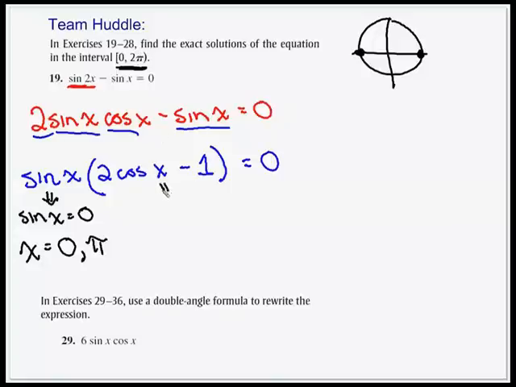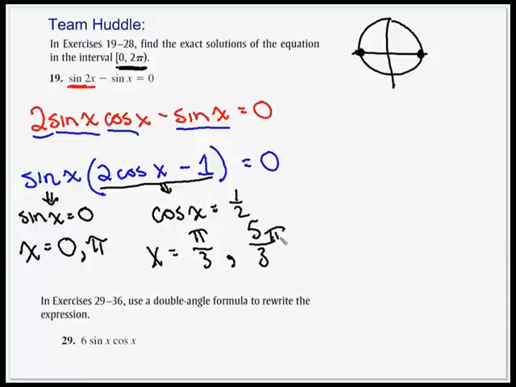Okay, and then our next term, we're going to set this equal to 0. So we're going to add 1 to each side and divide by 2. And we're going to get cos of x equals positive 1/2. Okay, where's cosine positive 1/2? Well, we check our unit circle, and we see that occurs at 1/3 pi, and again at 5/3 pi.